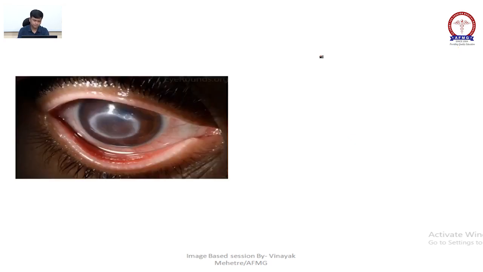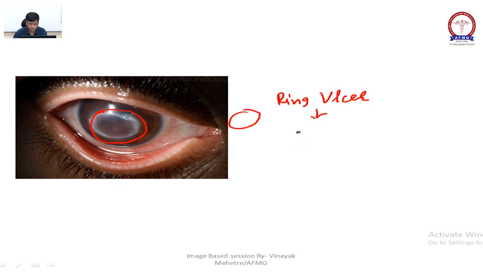Now, this one looks like a ring, right? This is called a ring ulcer caused by Acanthamoeba.